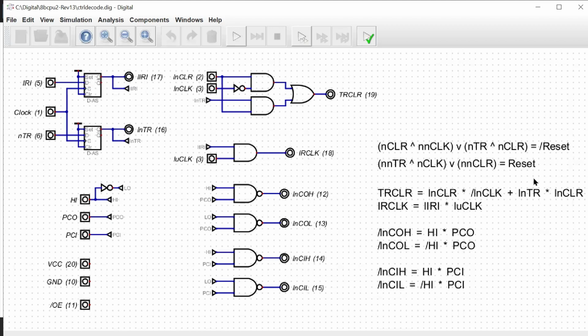And then this here is just the equations for programming the GAL, and we can see that we have our tick counter reset equation, our instruction register clock equation, as well as our counter out high and low and counter in high and low equations. So these are all, again, designed to replicate what we're going to implement in our GAL.